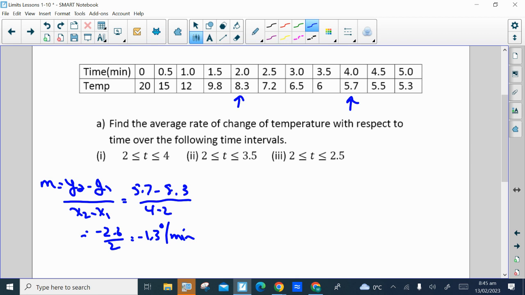Right? It came from inside where the temperature was 20 degrees to outside where the temperature was 5 degrees. So the temperature in the thermometer will be decreasing. That's why we get a negative value here.